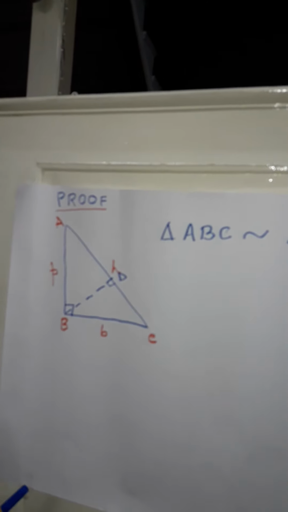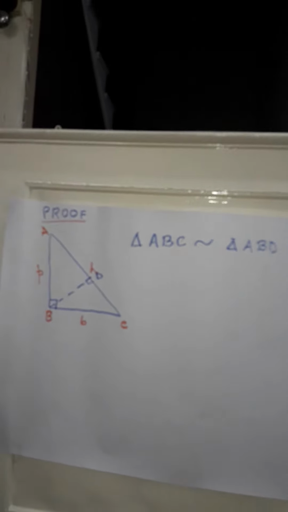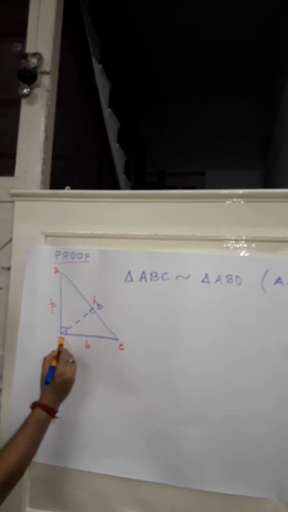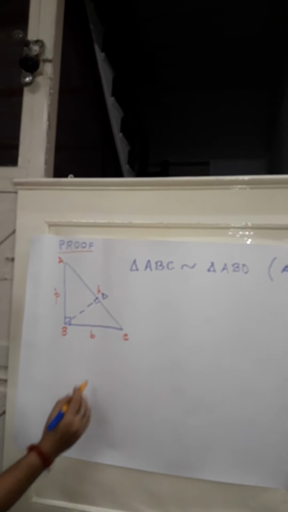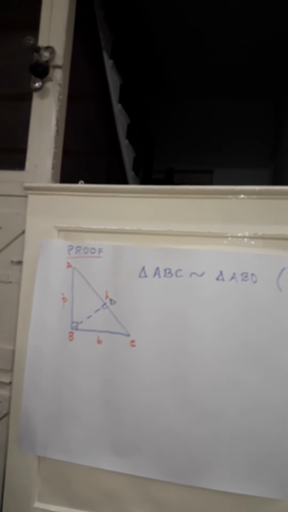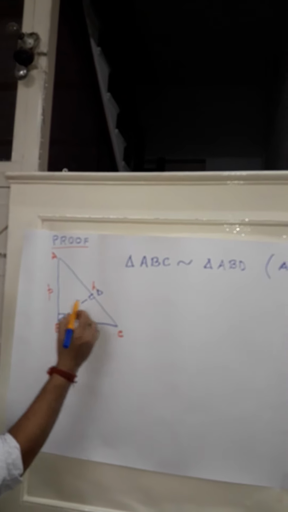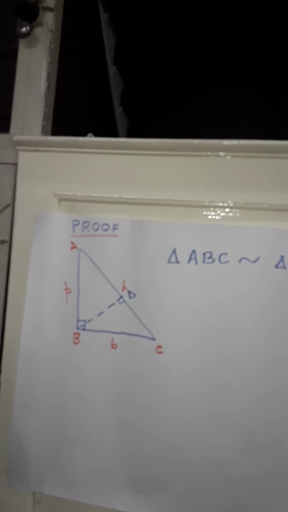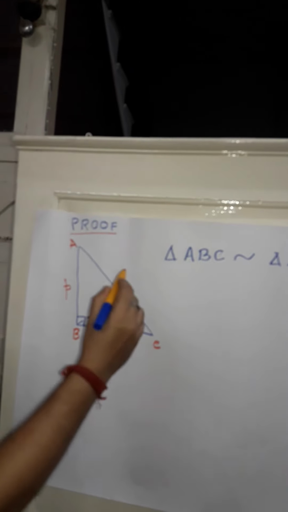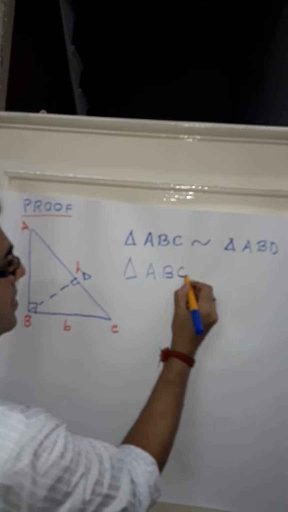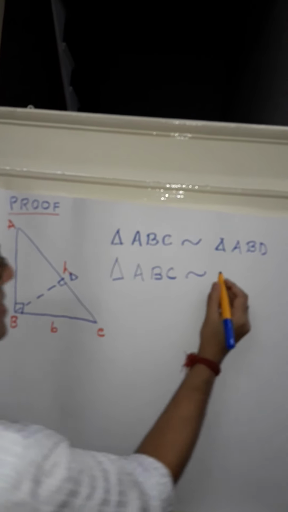By the same logic, now if we focus on triangle BDC and the big triangle ABC, we can see both the triangles are right angled. Angle ABC is right angled at B and angle BDC is right angled at D. Angle C is common, hence the remaining angles are also equal. So angle A is equal to angle DBC. So both the triangles are similar, and just like before, we can write triangle ABC is similar to triangle BCD.